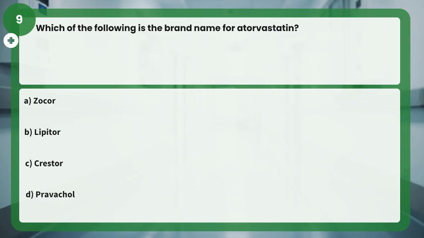Question 9. Which of the following is the brand name for atorvastatin? A. Zocor. B. Lipitor. C. Crestor. D. Pravachol.